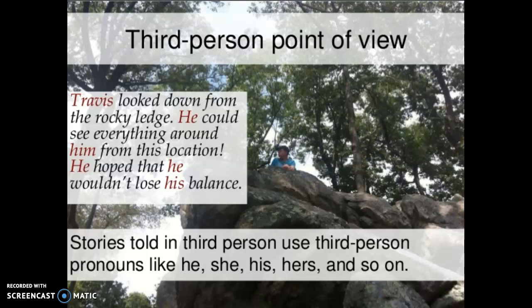Stories told in third person use third person pronouns like he, she, his, hers, and so on. Do you see the third person pronouns?